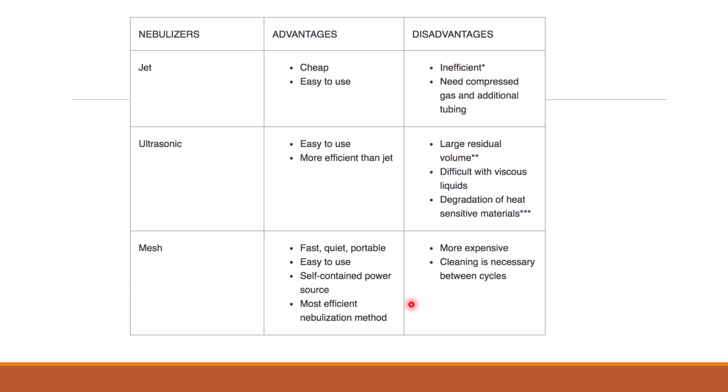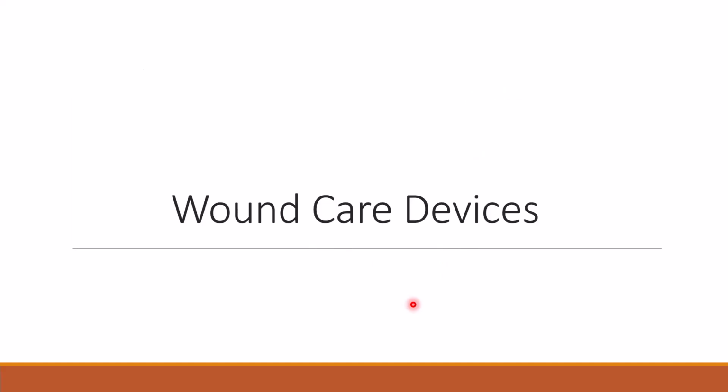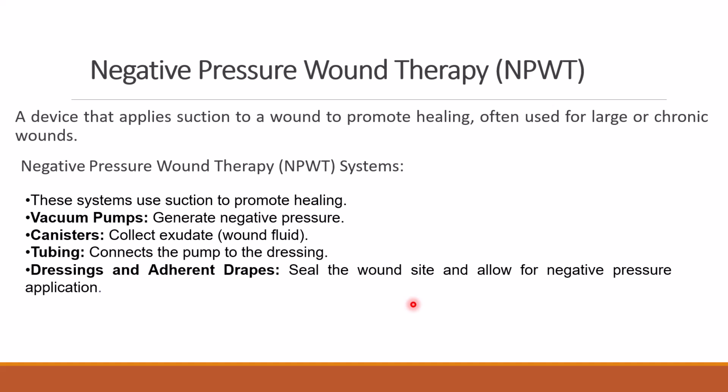We are going to talk about the wound care devices. It's a different type of device. We use the wound care devices. We call it negative pressure wound therapy, NPWT. This device applies suction to a wound to promote healing, to make the healing of the wound faster. Often used for large or chronic wounds or after surgeries.